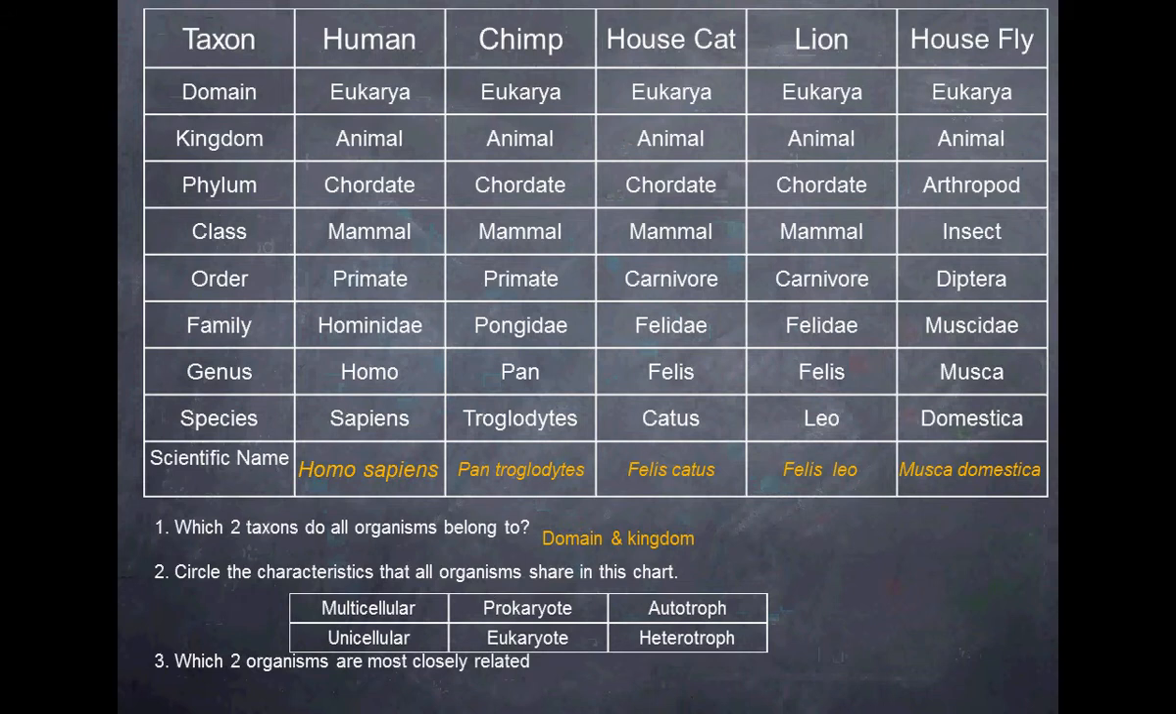As we go down further, though, they start to get split up. Because the human, the chimp, the cat, and the lion are all animals with a backbone, chordates, versus the housefly, which is not. That's an arthropod. All right, so all these five species have some things in common. Are they all multicellular or unicellular? Raise your hand if you can tell me that. Rachel? They're all multicellular. Are they eukaryotes or prokaryotes? Jacob? Eukaryotes. Are they autotrophs or heterotrophs?